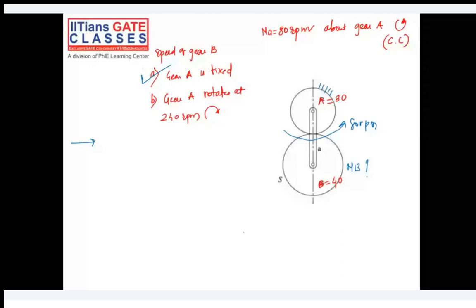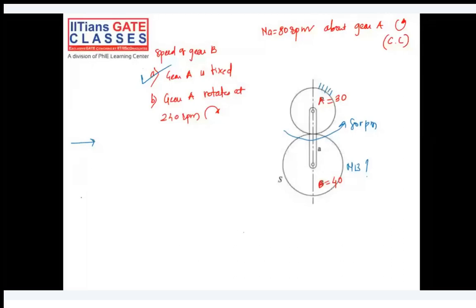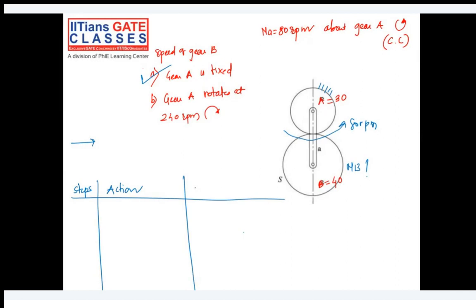You have to perform different steps, and in each step you have to do some action. In each row, let's say NA, you will get the revolution of the arm, the revolution of gear A, and the revolution of gear B. Because we have just 2 gears and 1 arm, that's why 3 columns you have to make. If you have 1 more gear, you have to add 1 more column. Small a is for the arm, capital A is for gear A, and capital B is for gear B. I hope it's clear till this.